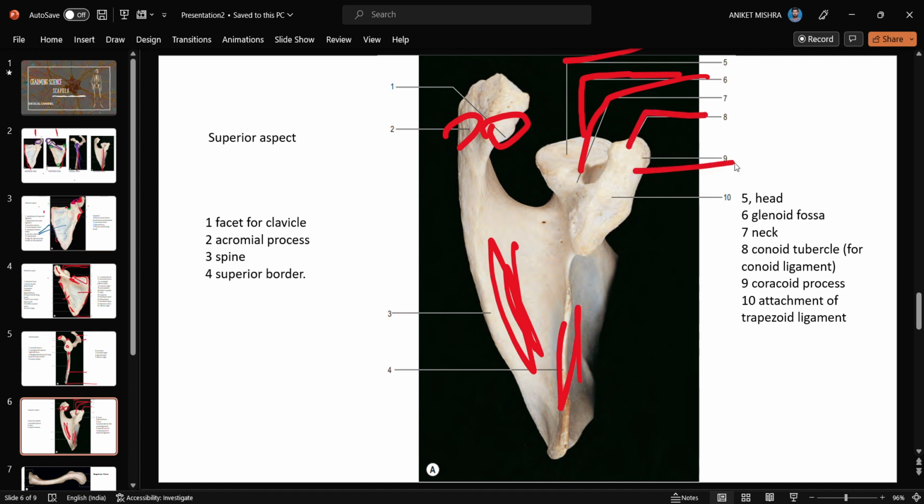Ninth one is the coracoid process, and tenth one is the attachment of the trapezoid ligament that is present on it. That's all for the landmarks and the muscle attachments of the scapula.